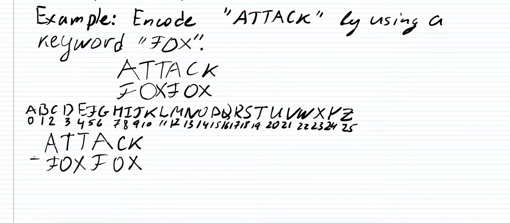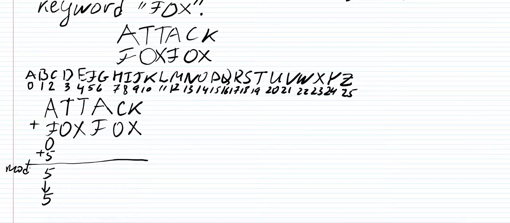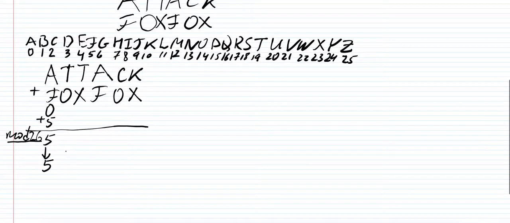Then we take and add these numbers together. So for A, we have 0. Then for F we have 5, so we're going to add 0 and 5. And here on the bottom, we're going to get 5. And 5 is 5 if we use modulo 26, right? Modulo 26, that's what we need. So 5 will be encoded with F.